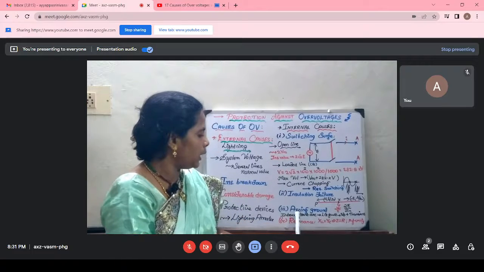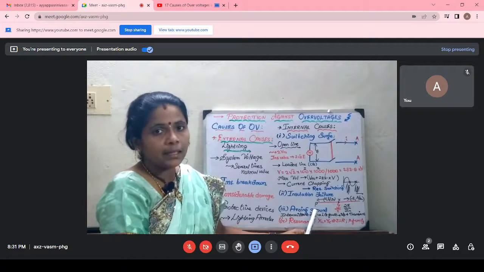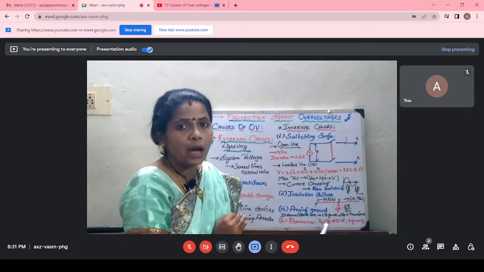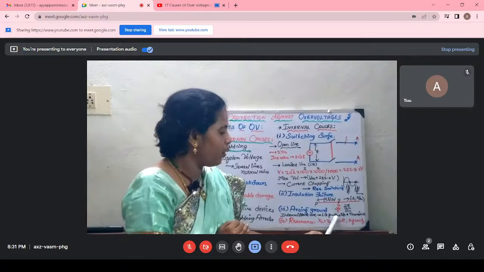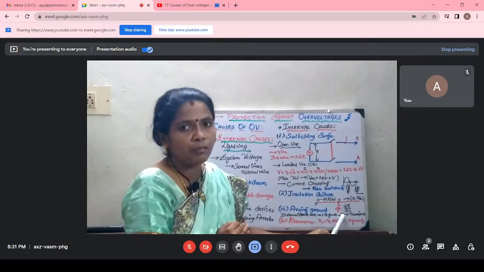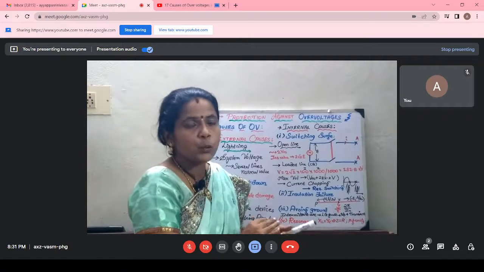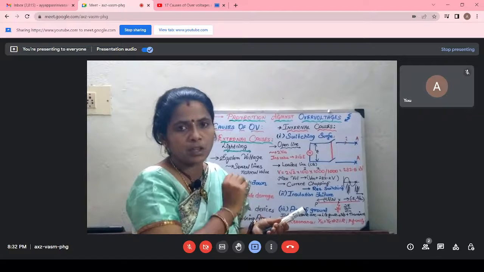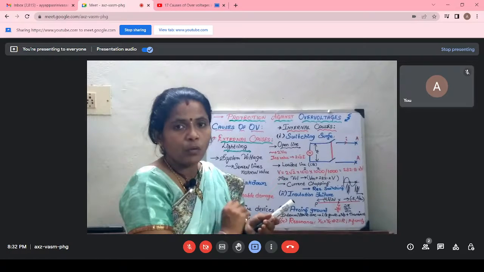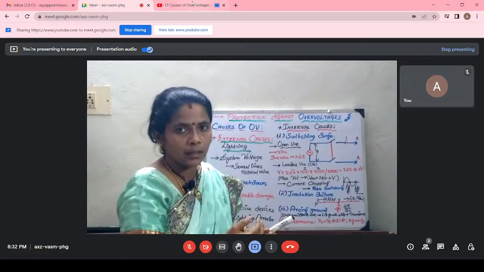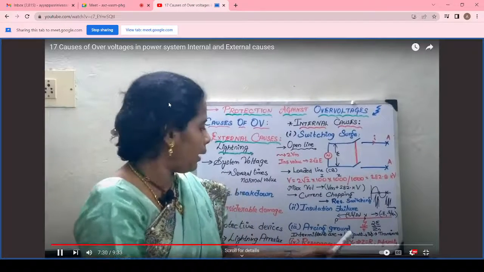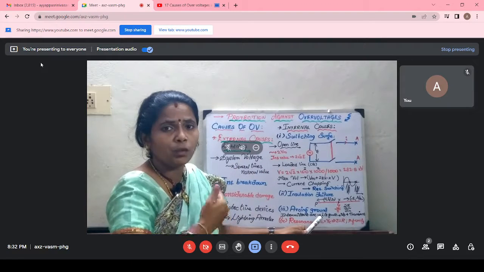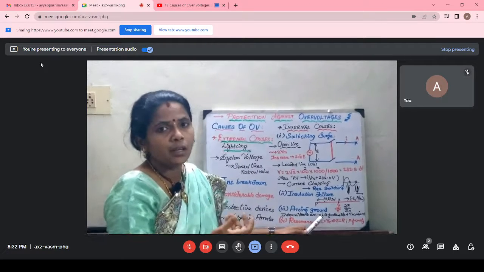Now, we will move on to the arcing ground. Arcing ground is the intermittent arc that occurs due to a line to ground fault in a three-phase line. What usually happened in the olden days is that this three-phase line would not be connected to the neutral point. Why? Because if a fault occurs, it is not required to remove the line, since you have not connected it to the neutral.